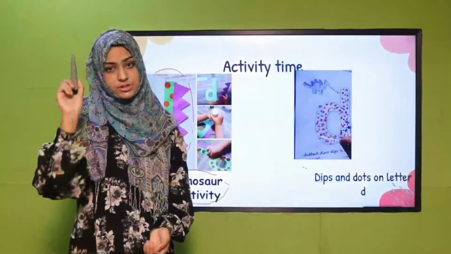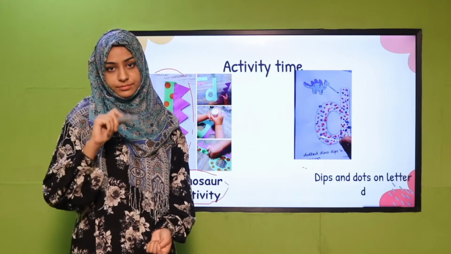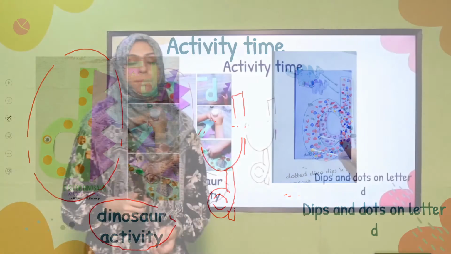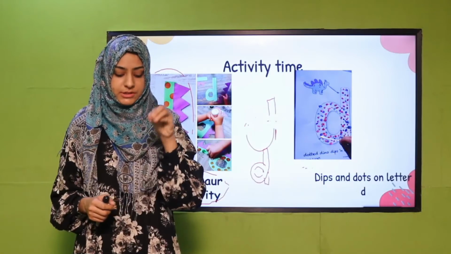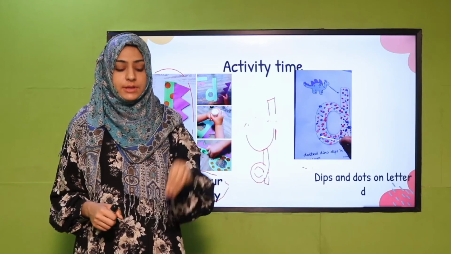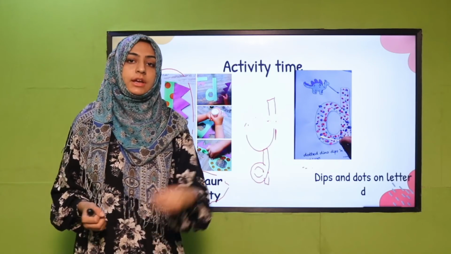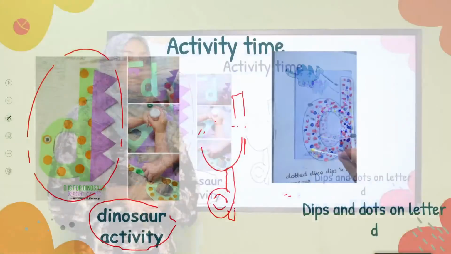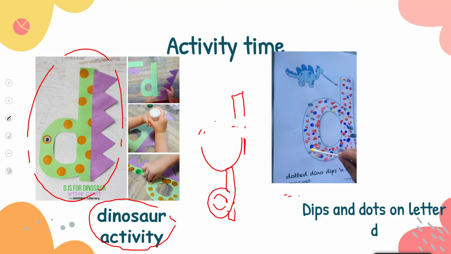You just need to make a D, like I'm making it on the screen. With the help of cotton buds, dip the cotton buds in different paints, or the same paint, and you can fill this letter D with those colorful paints. Okay, so these were the activities for the letter D.